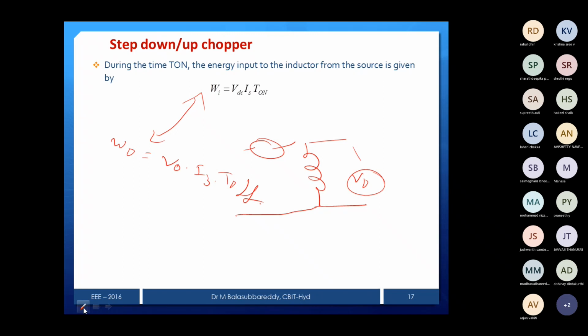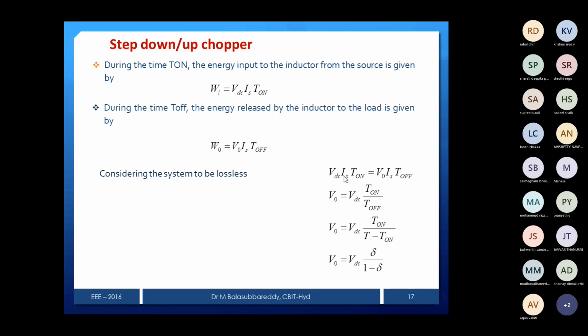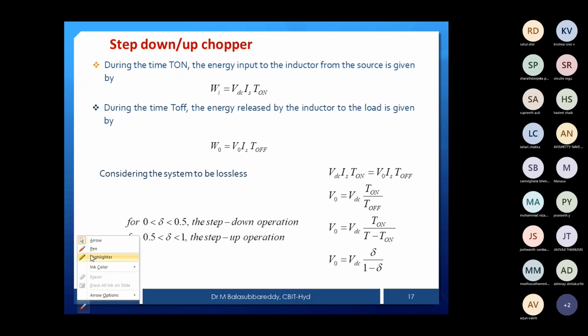So IS will get cancelled out, and again simplification is going to take place. V out is equal to, from this I can write, you can see that V out is equal to VDC into T on by T off. So V out is equal to VDC into T on by T off. Representing both sides by T, then what will happen?